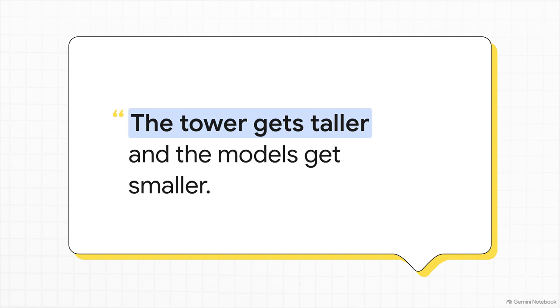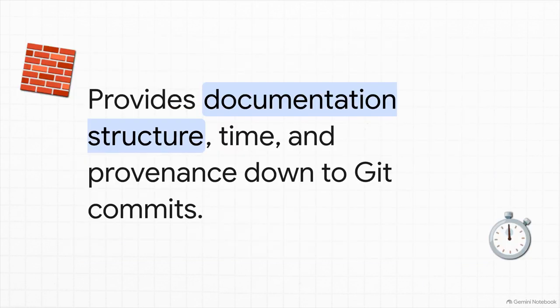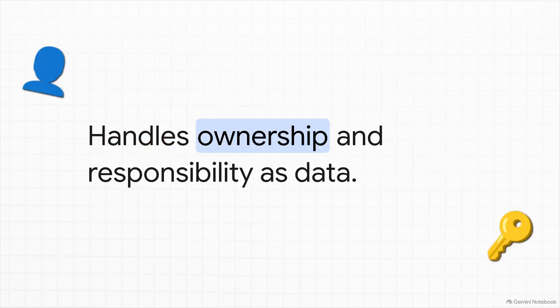It creates a really elegant dynamic. The tower gets taller, and the models get smaller. Let's walk briskly up the spine to see how this works, starting at the foundation with N-core. This model gives us documentation as structure, time, and provenance, right down to the Git commits. Sitting directly on top of that foundation is role, which handles ownership and responsibility as data.